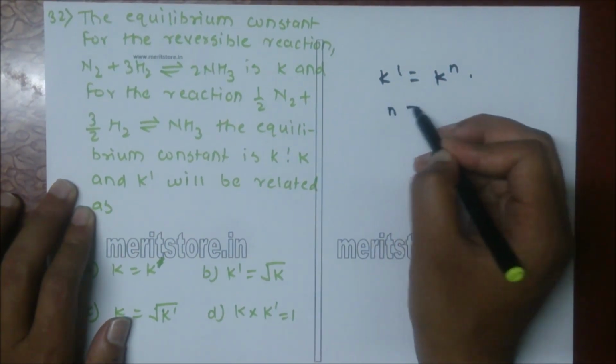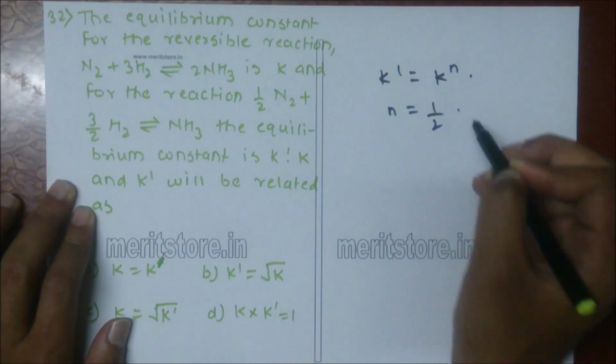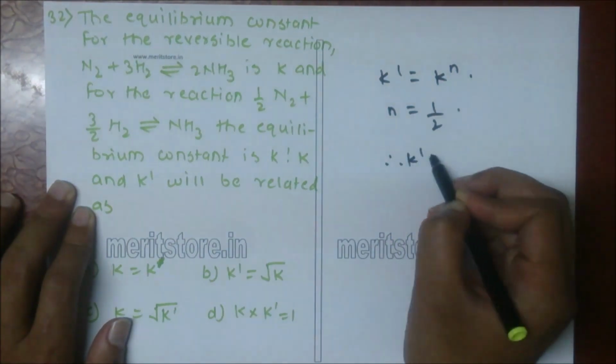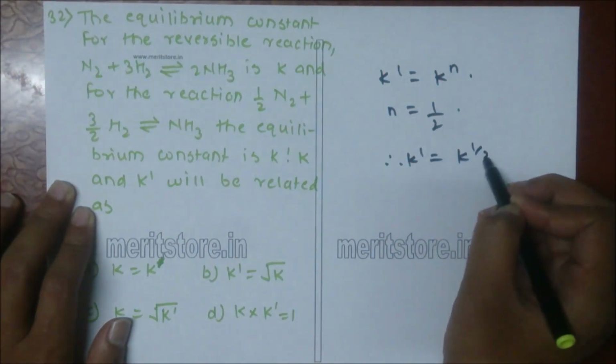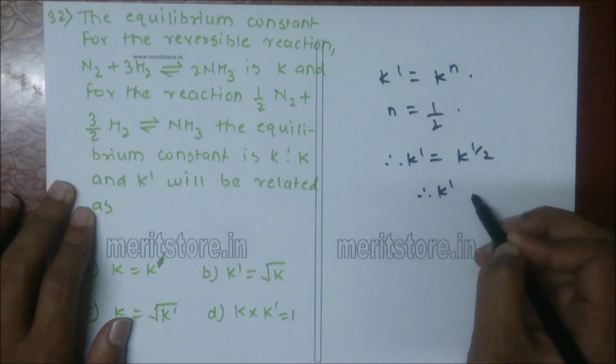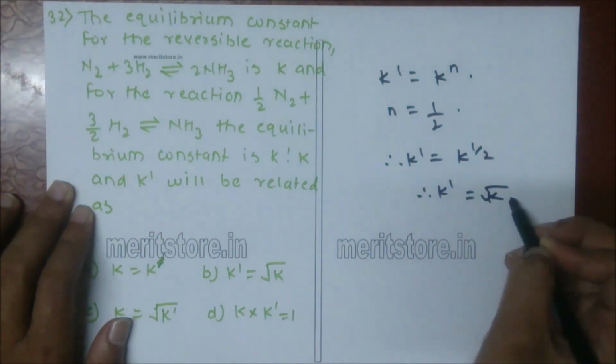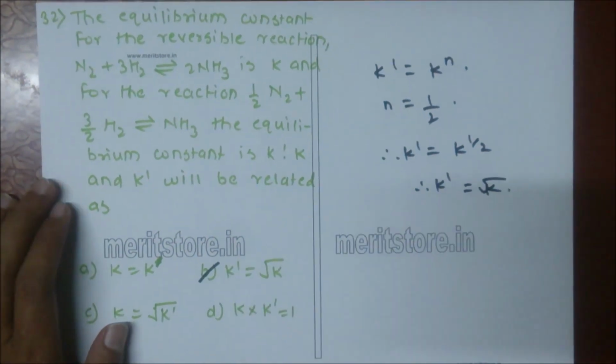From this we know that n is equal to half. Therefore K dash is equal to K to the power half. Therefore K dash is related to K as root of K. So option B is the correct answer.